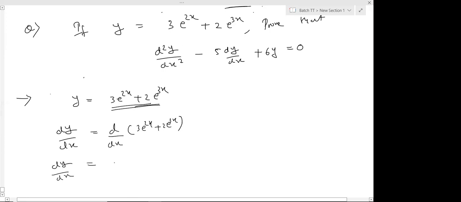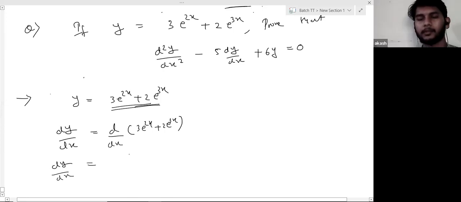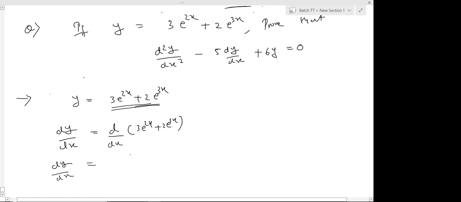Sir, I use log, sir. So it will be taking log first, sir, before it will be log y equals log of 3e raised to 2x plus log of 2e raised to 3x.